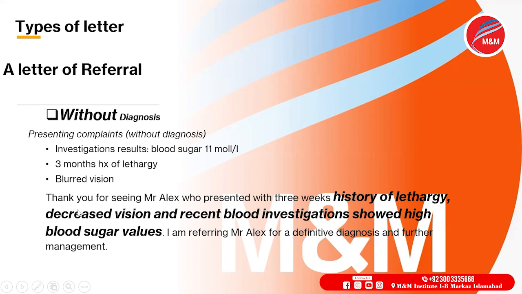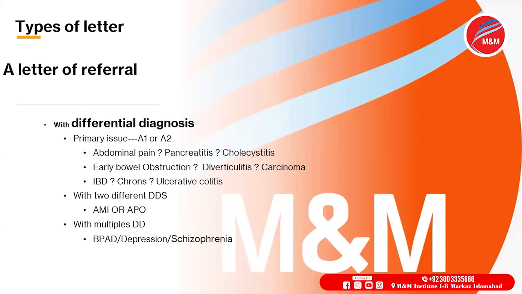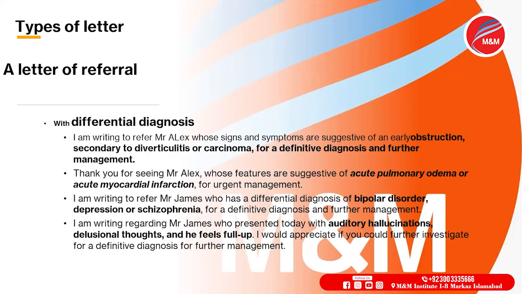As you can see in here, he presented to me with a 3-week history of lethargy, decreased vision, and his recent blood investigation showed high blood sugar values, right? So in that way, you can simply write the presenting complaint or the symptom or the situation in the introduction part, right? Afterward, we do have the differential diagnosis.